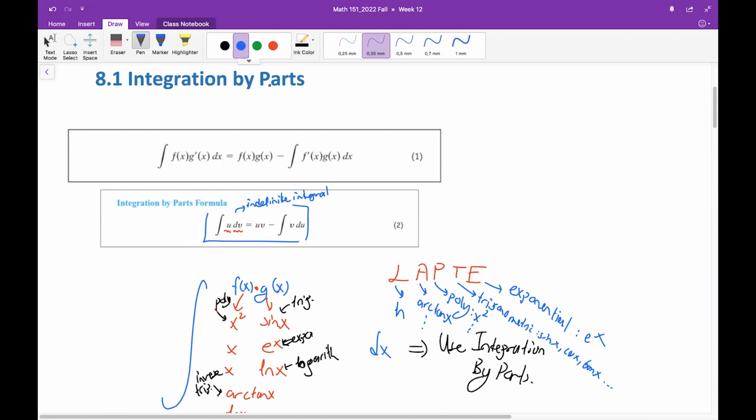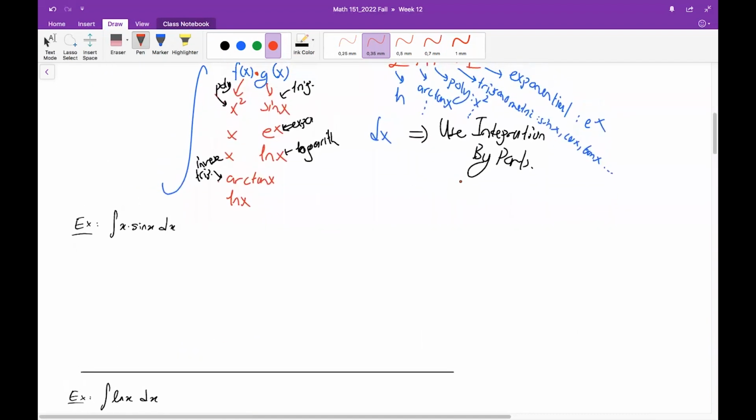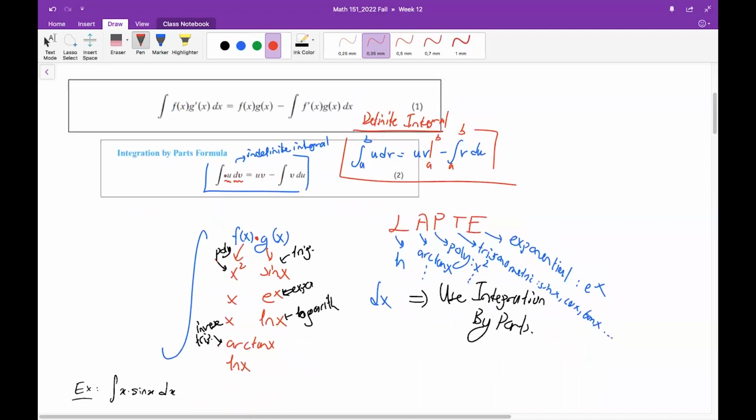But first, let me also put here the definite version of this formula. This is the indefinite integral, you see, and the definite version, of course, will apply the same rule, v times du. The only difference is that you will be putting a and b boundaries everywhere. Okay, like this. And this is the definite integral version of the integration by parts formula. Okay, let's concentrate on the first example to understand how this formula is applied.